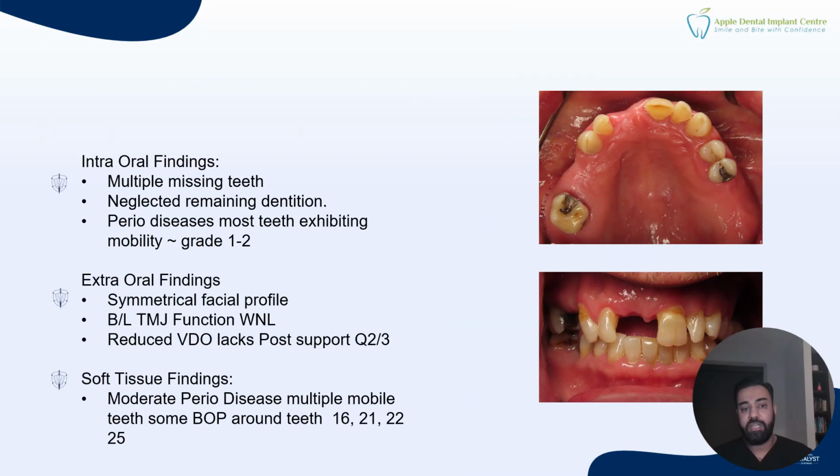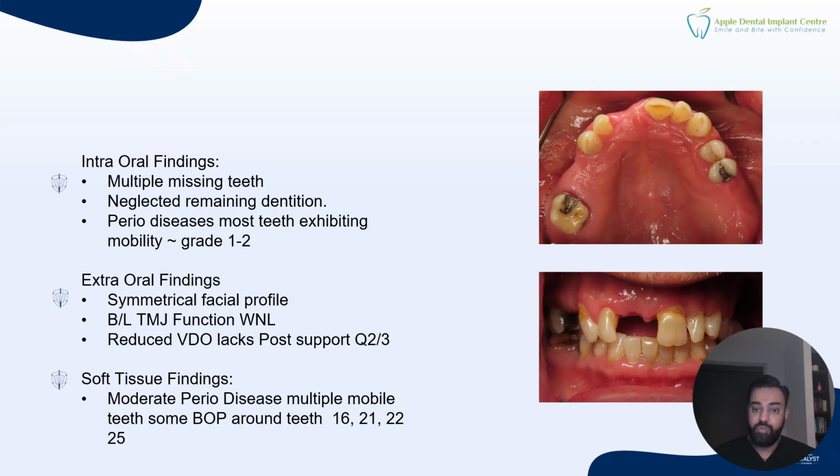Upon the clinical examination, we found that he has multiple missing teeth, overall neglect of remaining dentition, multiple restorations. We found that there was grade 1 to 2 mobility in several of his teeth. On the extraoral findings, we see that he has a fairly symmetrical profile. I could not perceive any TMD or TMJ malfunction.